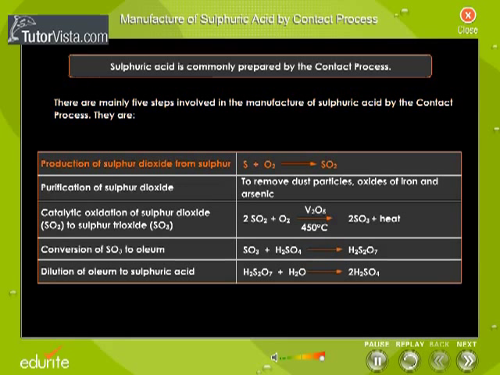They are: production of sulfur dioxide from sulfur, purification of sulfur dioxide, catalytic oxidation of sulfur dioxide to sulfur trioxide, conversion of sulfur trioxide to oleum, dilution of oleum to sulfuric acid.